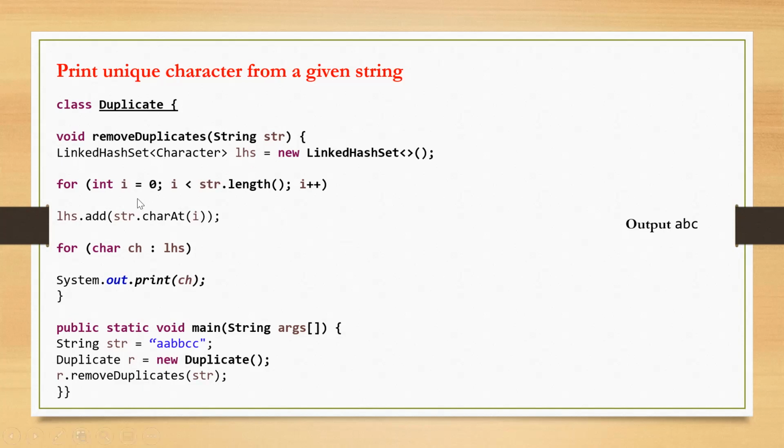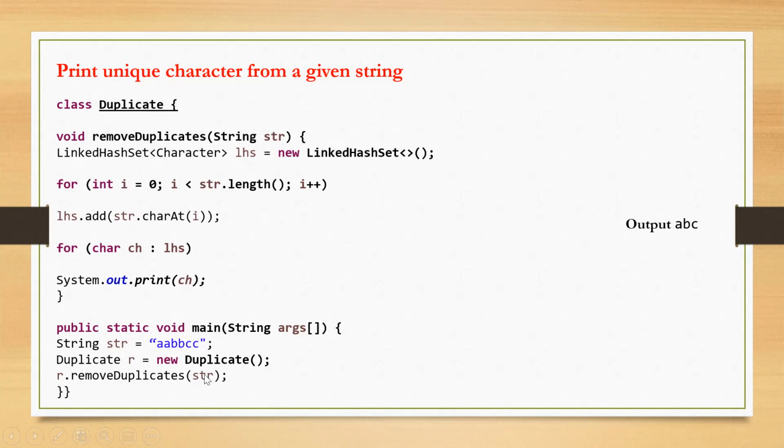In that we have put the string, str.charAt(i), whatever the characters were in that string, and then we are iterating those. So if any duplicate is there, it will remove it. That is the functionality of a set internally. Here we can see a, b, b, c, c. We have a Duplicate class, and we are calling the removeDuplicate method.